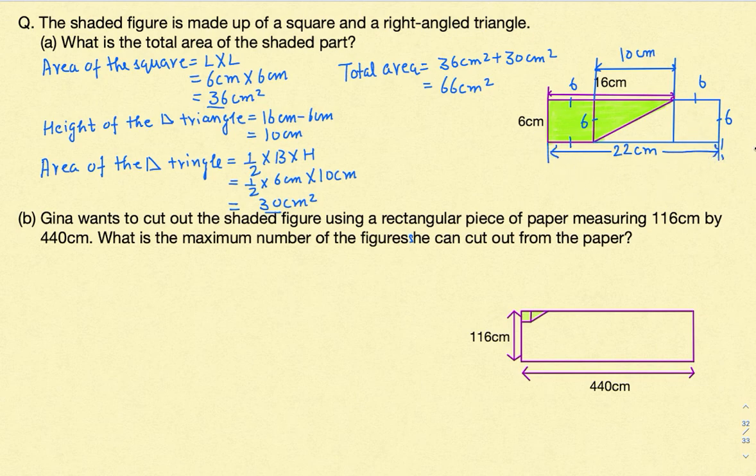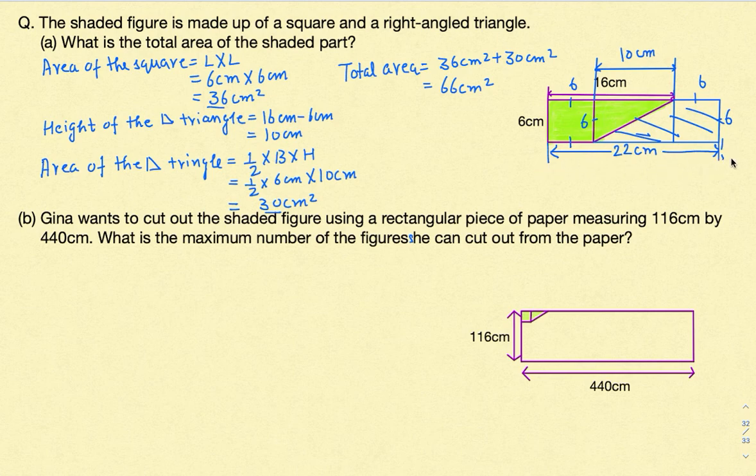So the length of such a figure is 22 cm. Let's call it one set. Okay, let's call this full figure, which is made up of two such figures, two shaded figures. We can shade it like this. So this whole set is made up of two shaded figures.